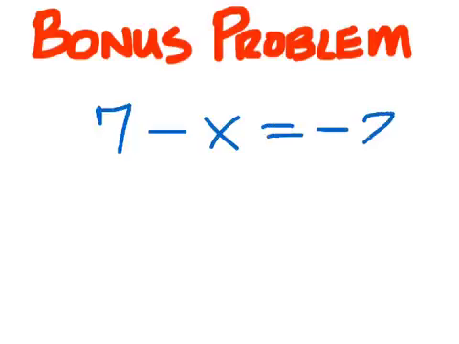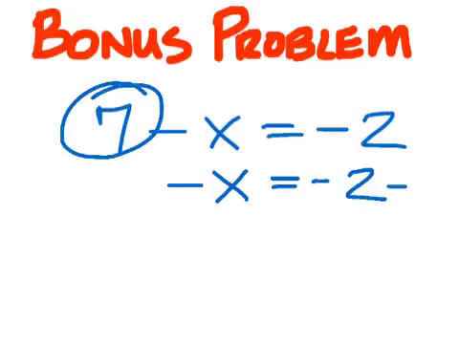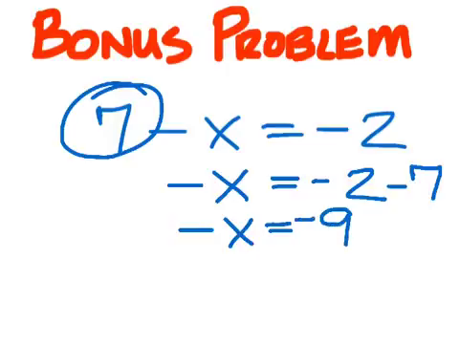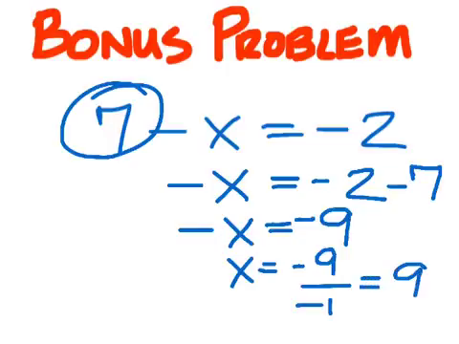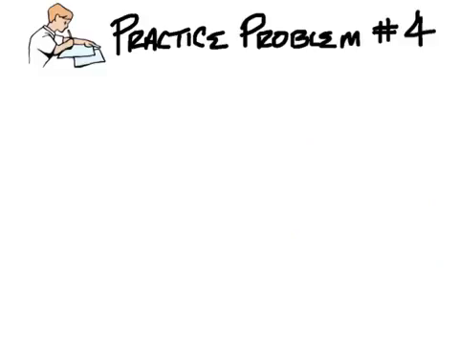7 minus x equals a -2. Well, it should be -x equals -2, and then this changes to -7. So it's 9, or a negative 9, but you divide that negative 9 by negative 1. Answer is 9.